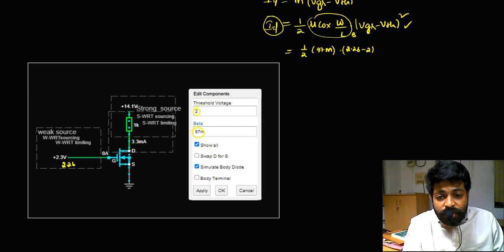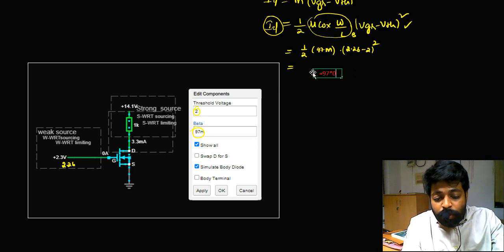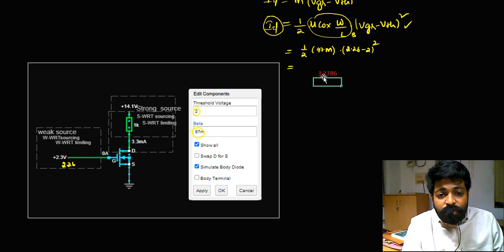After you give the threshold voltage, beta, and gate voltage, now calculate the current over here: 97 into 0.26 into 0.26 divided by 2. So he will be expecting a current of 3.2 milliamperes.